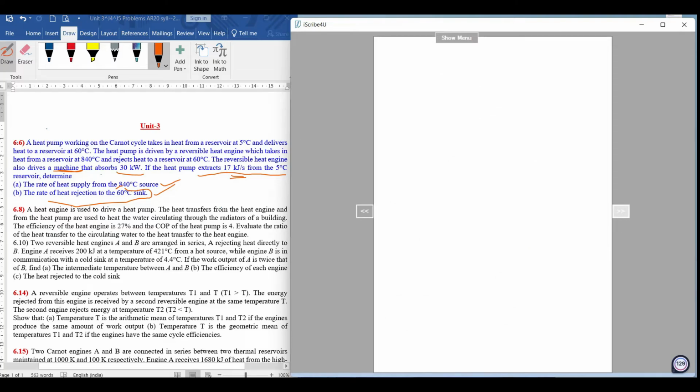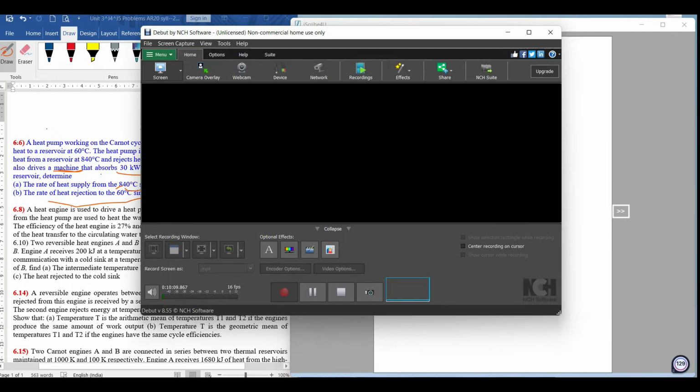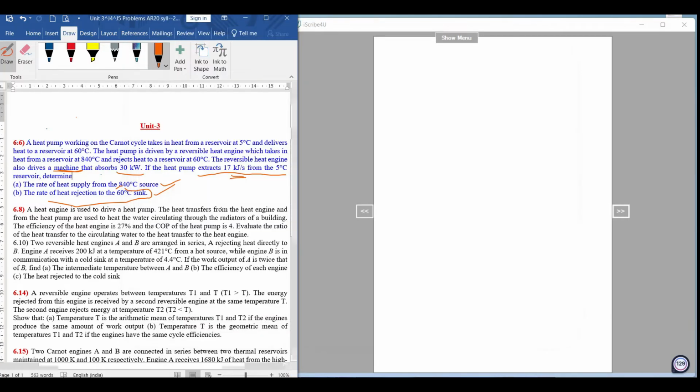So now first is COP of heat pump. COP of heat pump, that is again same as I said earlier, desired output, okay, that is effect sought by input, effect sought by input, effort.